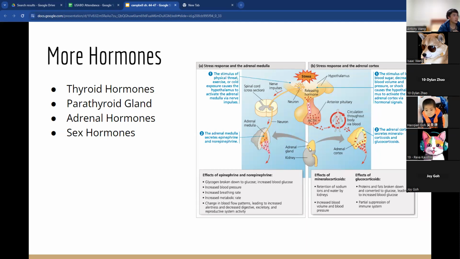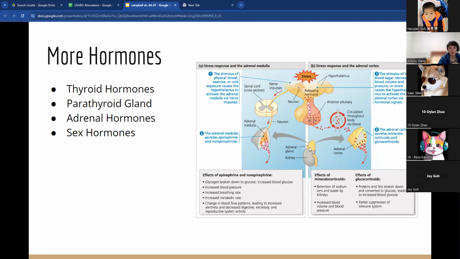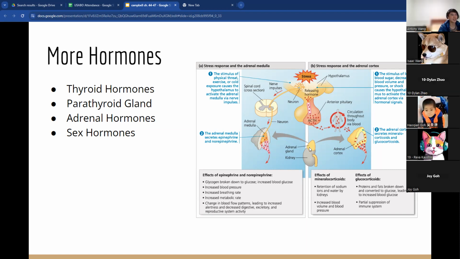Sex hormones are secreted by your sex organs. What is norepinephrine? It's a hormone and a neurotransmitter. I don't know the actual molecular structure of it. I know it's a catecholamine. It's like a ring with a nitrogen in it.